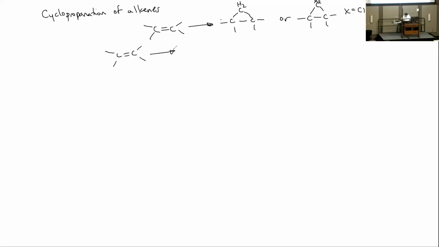Good, so the first one we're going to learn in particular is how to make a dihalocyclopropane. And those reagents are chloroform, bromoform, or iodoform in the presence of aqueous base. And in that case, you will get, again, the dihalogenated compound.